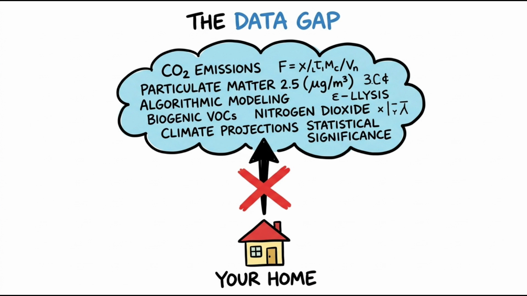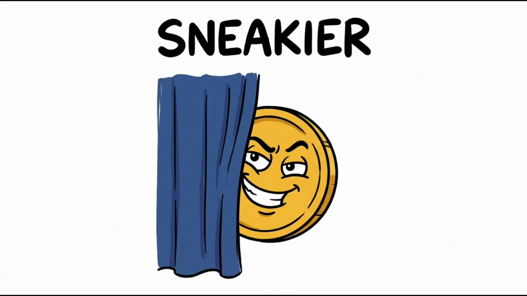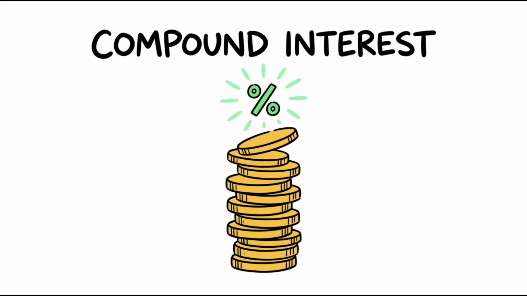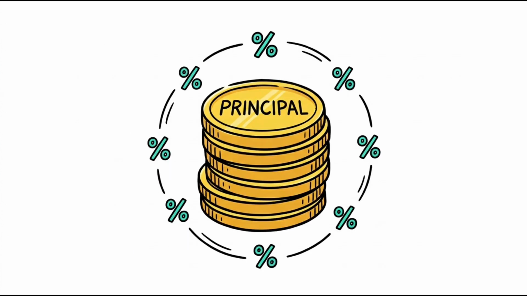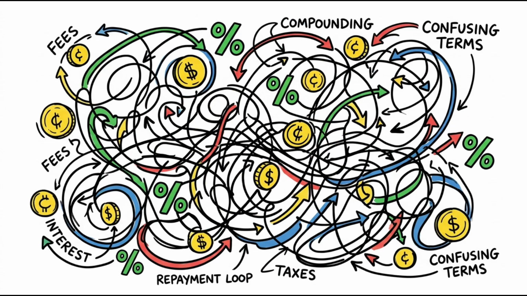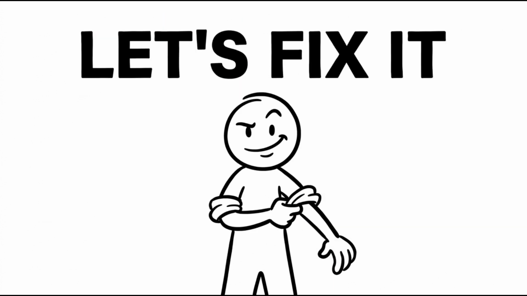Now example number 2. And this one is even sneakier, because it hides in something we deal with constantly. Money. Specifically compound interest. Here's the textbook version. Compound interest is calculated on the initial principal, which also accumulates the accumulated interest from previous periods. Read that twice and you still won't feel anything. Let's fix it with something everyone has actually seen with their own eyes. A snowball rolling down a snowy hill.